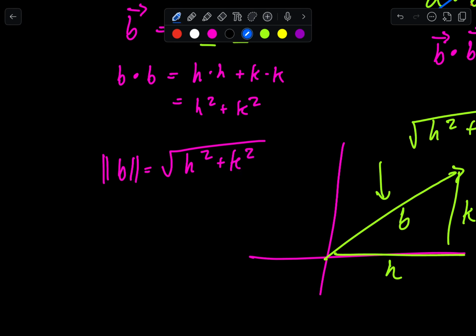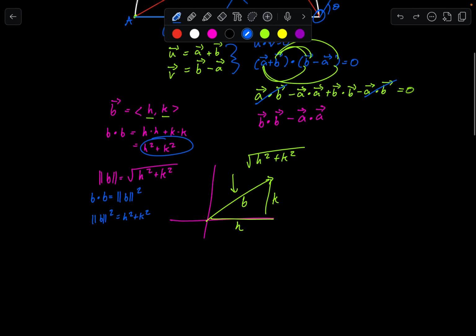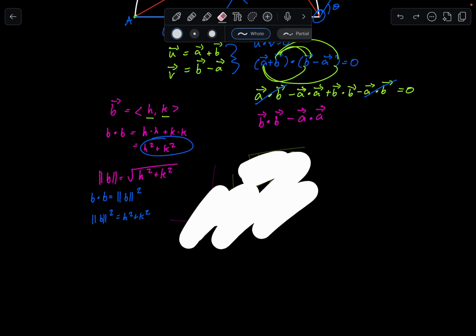Now, do you notice something here? b dot product b and the magnitude of b are very similar, except this one has a square root. So we can say that b dot product b is equal to the magnitude of b squared, because the magnitude of b squared is just h squared plus k squared, which is the same thing we got when we did the dot product of b to b. Now, why is any of this important? We're going to see in just a second.